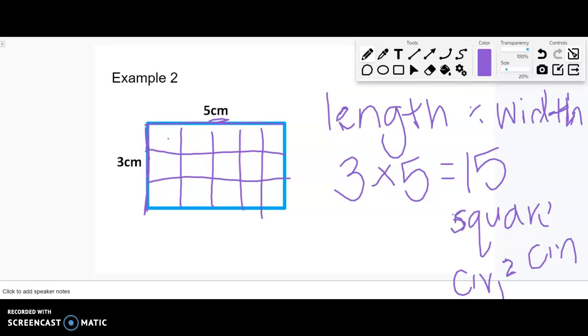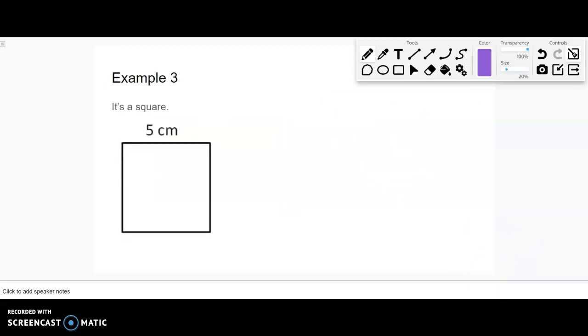Again, if you need to pause and copy, do that. Your notes should match what I write. All right, one more example for area.